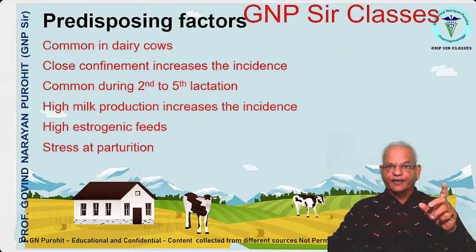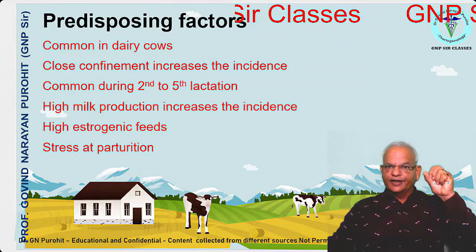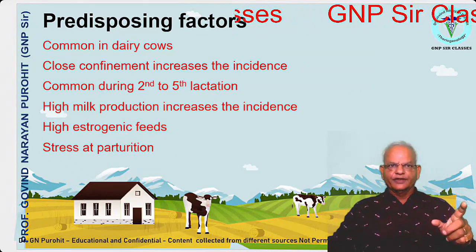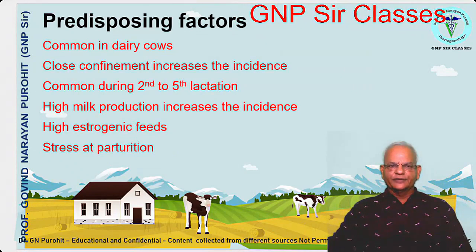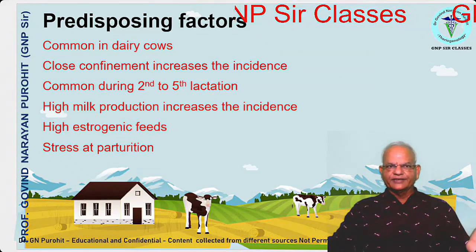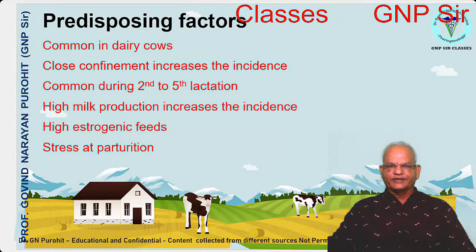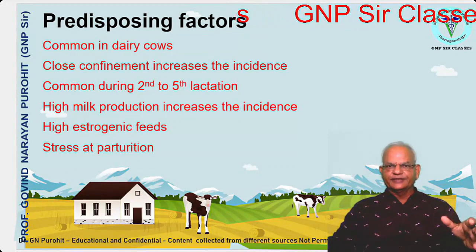So it is possibly the lack or the interruption in the regression of the dominant follicle that may lead to formation of the ovarian cyst. Now, ovarian cysts are common in dairy cows. Close confinement increases the incidence. It is common during second to fifth lactation, and high milk production increases the incidence.